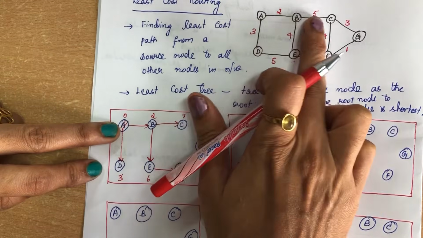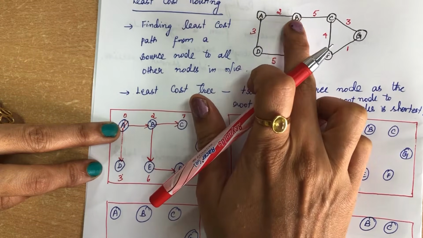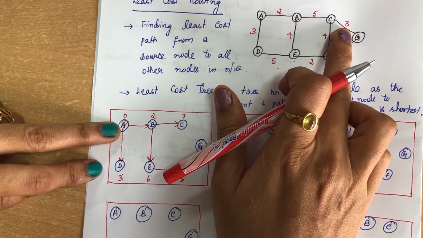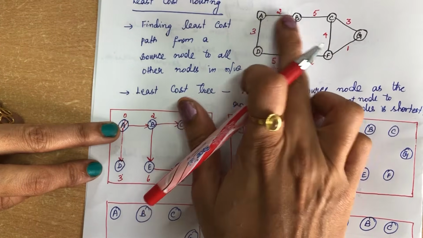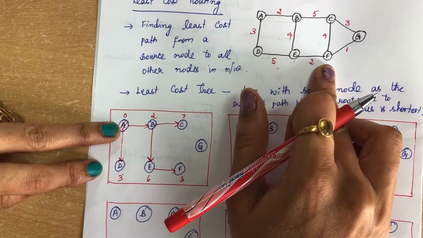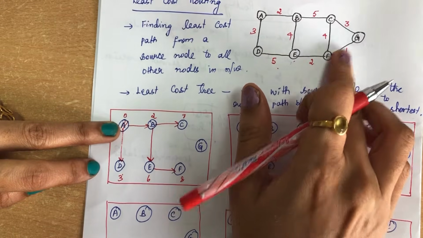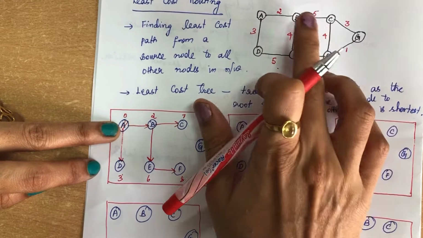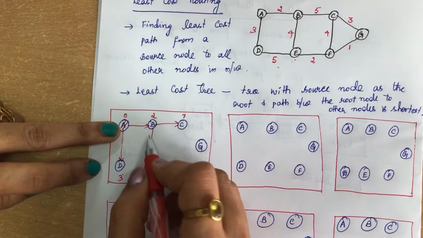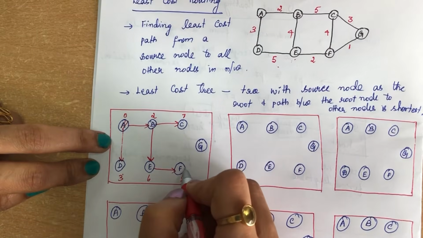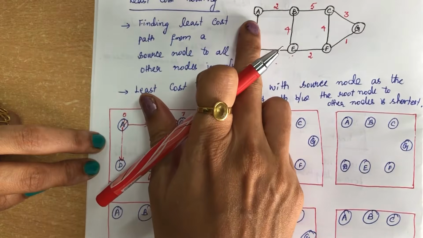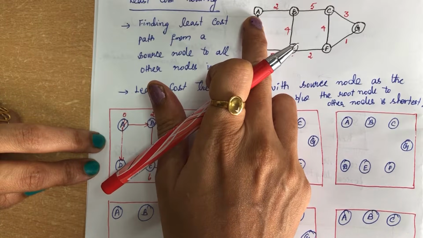When we want to connect from A to G, the minimum cost involved is as follows. If you follow the path A, B, C, G, it will be 2 plus 5, 7, and 7 plus 3 is 10. Suppose you follow this other path, 2 plus 4 is 6, 6 plus 2 is 8, 8 plus 1 is 9. So the minimum cost is by following the path A, B, E, F, G. This is 2, 6, 8 and then 9. So this is the least cost tree when considering A as a source node.